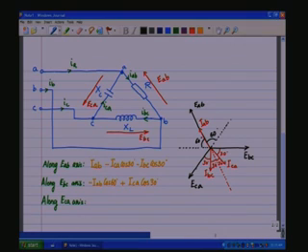Now, I_BC has a projection on the E_CA axis, which is I_BC cos 30. So, we have I_AB cos 60, which is on the negative part of the axis. So, we say it is minus I_AB cos 60 plus I_BC cos 30. So, these are the projections of the various currents on all three axes.